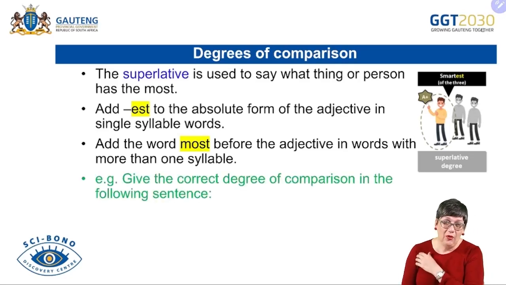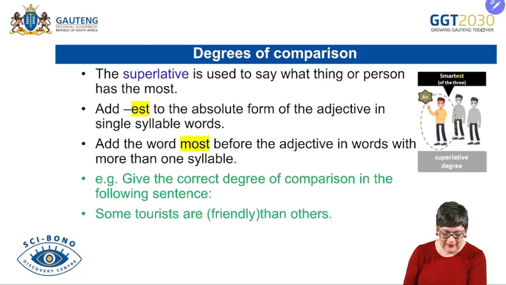Let me give you an example. This is how the question will look in the exam. Give a correct degree of comparison in the following sentence. And now I've given you a sentence there. It says some tourists are, and in brackets, friendly, than others. Now, if you're clever here, we'll see we are comparing that some tourists are something than others. So obviously we are in the comparative degree of comparison that we need.